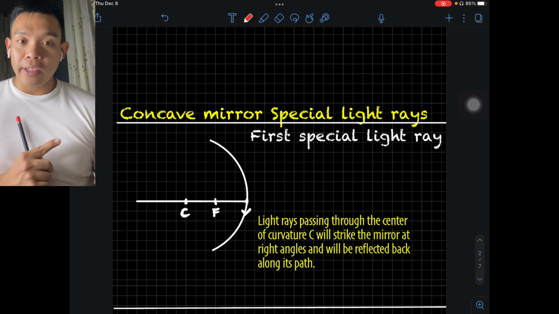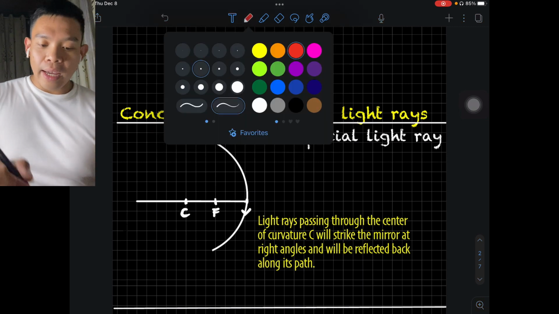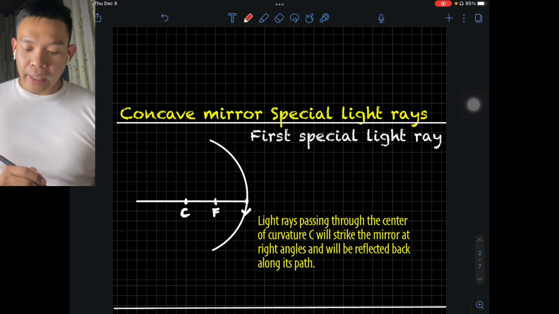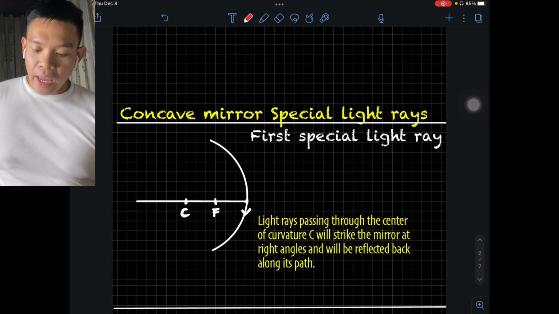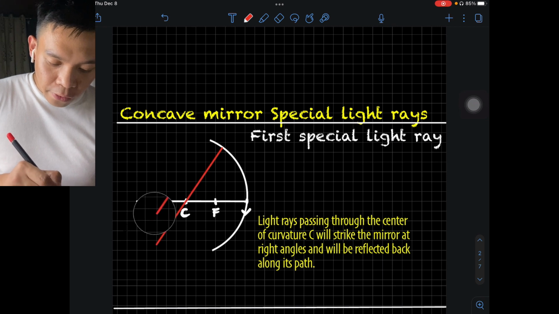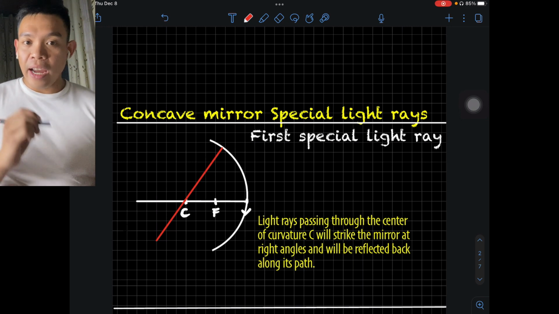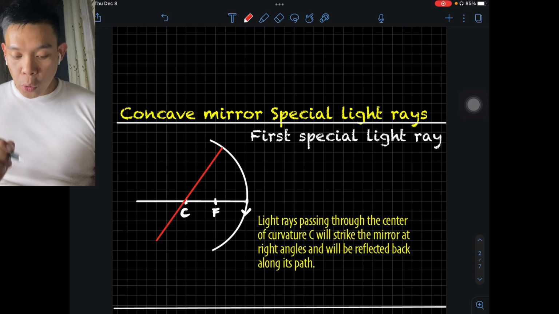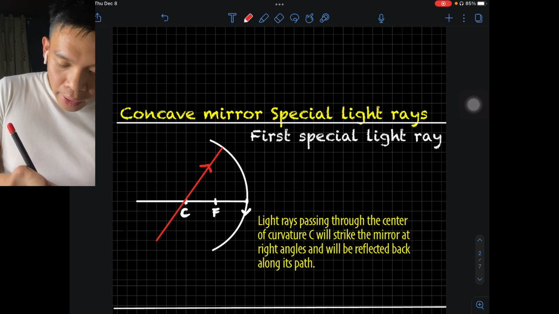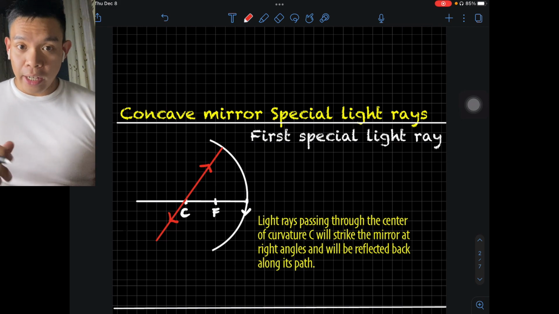There are two special light rays in a concave mirror, or these are the rules in ray diagramming. The first special light ray is that light rays passing through the center of curvature will strike the mirror at right angles and will reflect back along its path. So if we have here our first light ray, it simply says that when a light ray hits the mirror, having passed through the center of curvature, it is reflected back. So that is our first special light ray.